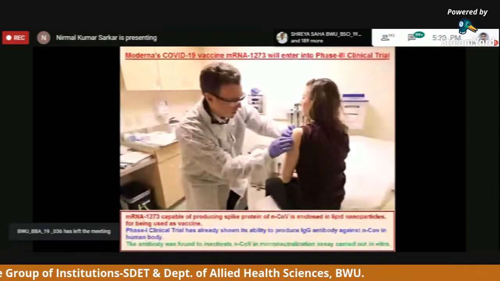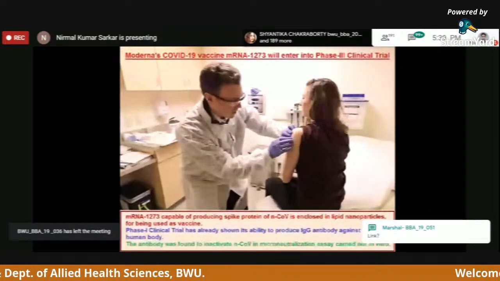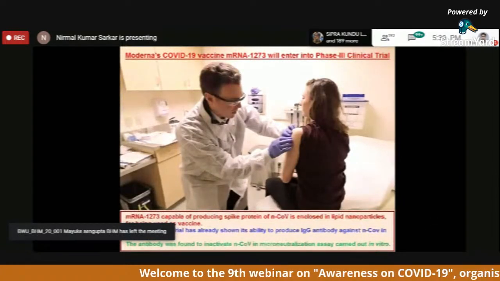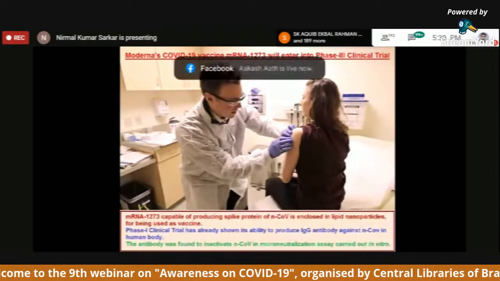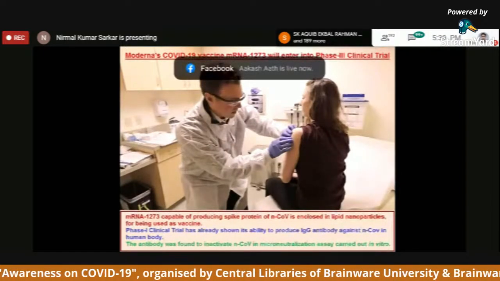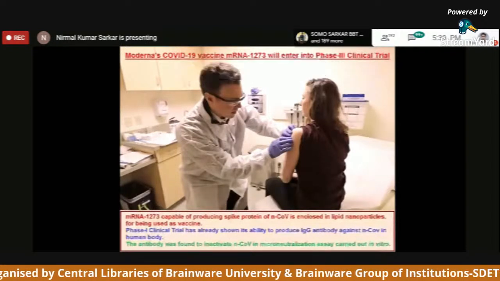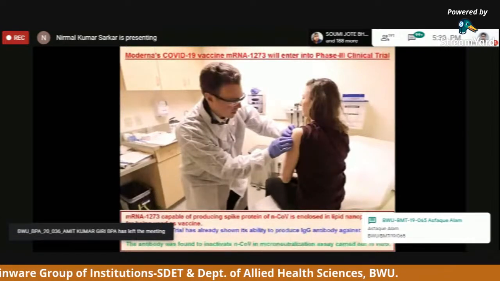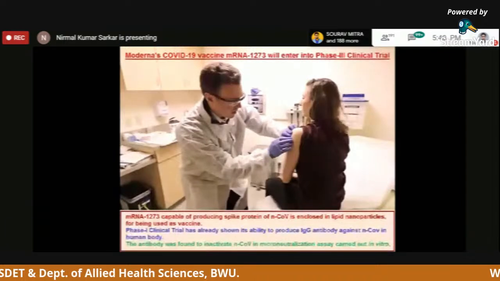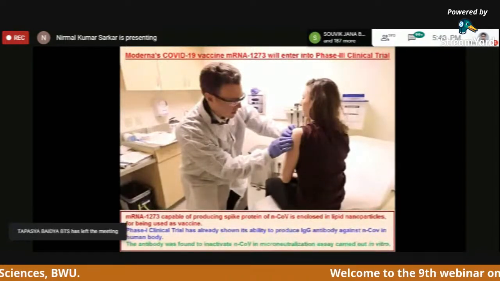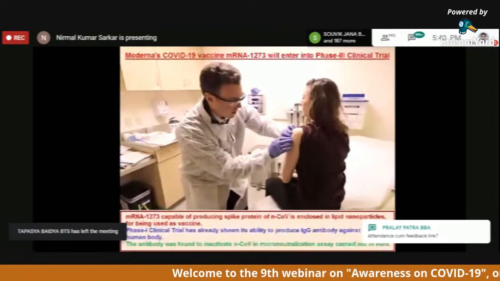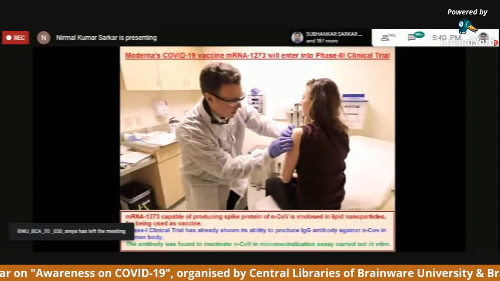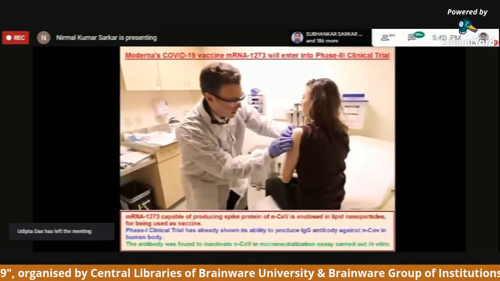Now, coming to the attempts for devising vaccines against COVID-19. More than 200 vaccines have been formulated by different countries, and 31 vaccines have entered into different phases of clinical trial. But nobody knows how many of those will actually be able to protect mankind against infection by novel coronavirus. A few days back, I saw on the television, the World Health Organization stated more than half of those vaccines did not get good results in clinical trials.